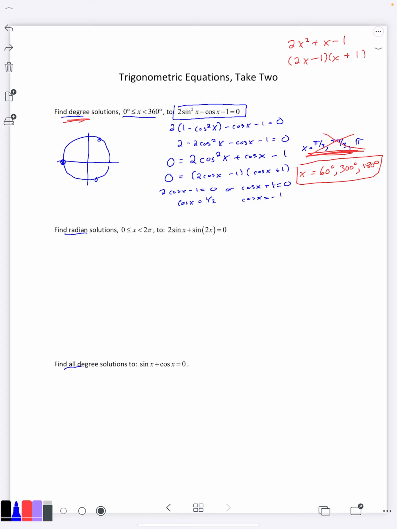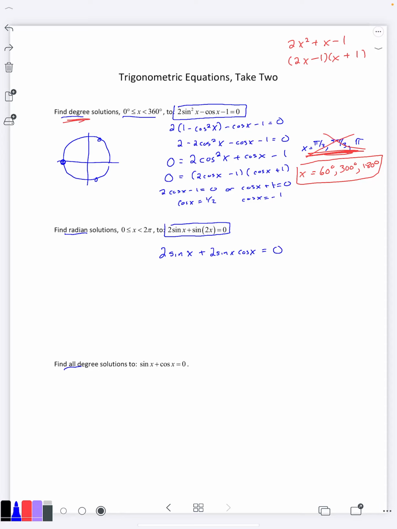Okay, next up, find all radian solutions, one full rotation, to 2 sine x plus sine of 2x equals 0. Now on this problem, we only have sine, but they're not the same sine function. One has sine of just x, the other has sine of 2x. We cannot factor them right now. We cannot solve to get the answer. Instead, we're going to have to use the double angle identity, and we're going to replace sine 2x with 2 sine x cosine x.